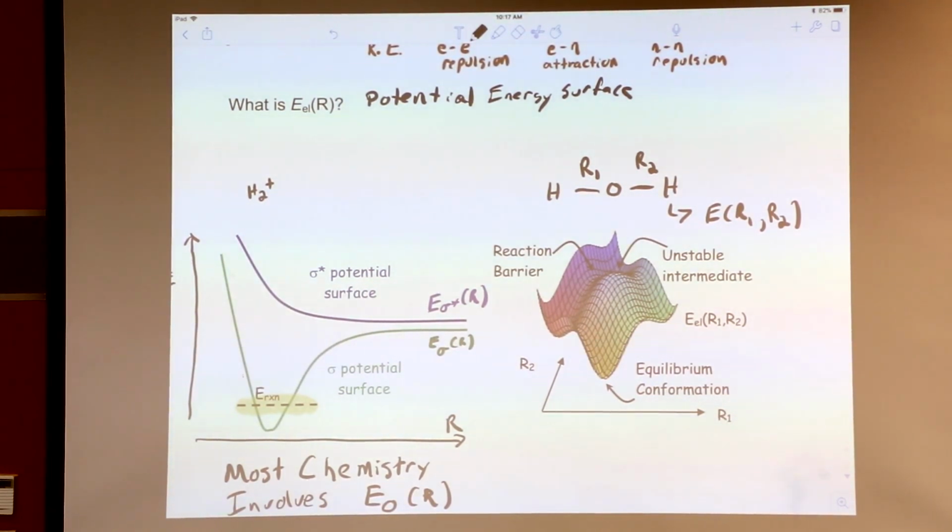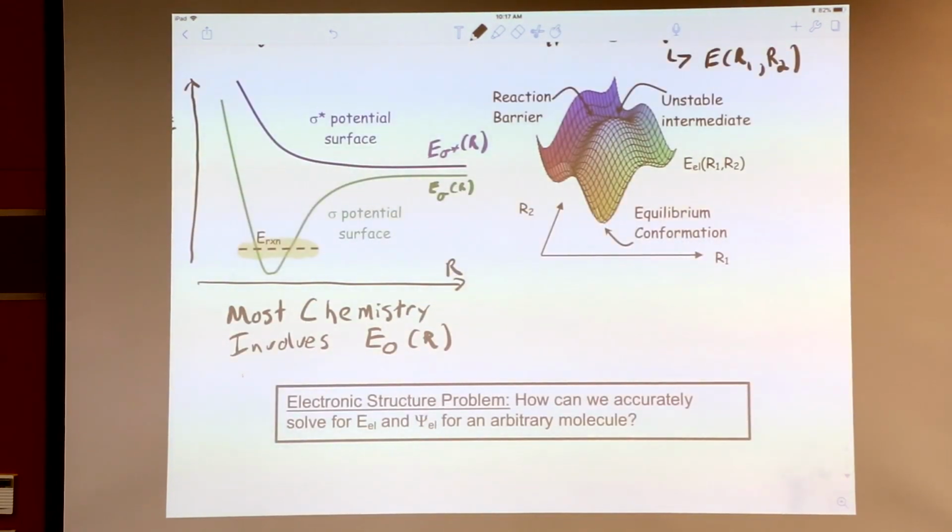And we would get those out of the Schrodinger equation, the electronic Schrodinger equation. And so that is the electronic structure problem. How do we accurately solve for the electronic eigenvalue and the electronic wave function for an arbitrary molecule? And the key word here is accurately. I didn't just say how can we solve for electronic energy and the electronic wave function, because in general here, exact solutions are impossible. And I don't mean impossible for 561, I mean impossible for humans or computers.